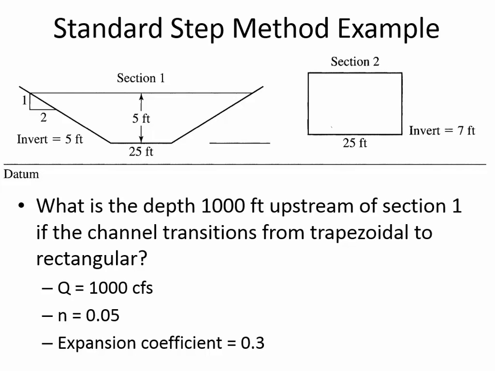Because the side slope is 2 to 1, where for every 1 unit of depth you have 2 on the side, then that means over here it's 2y sub n, and over here it's 2y sub n. So the area is going to be 25 times y sub n plus 2yn squared. That's the area of the trapezoid.